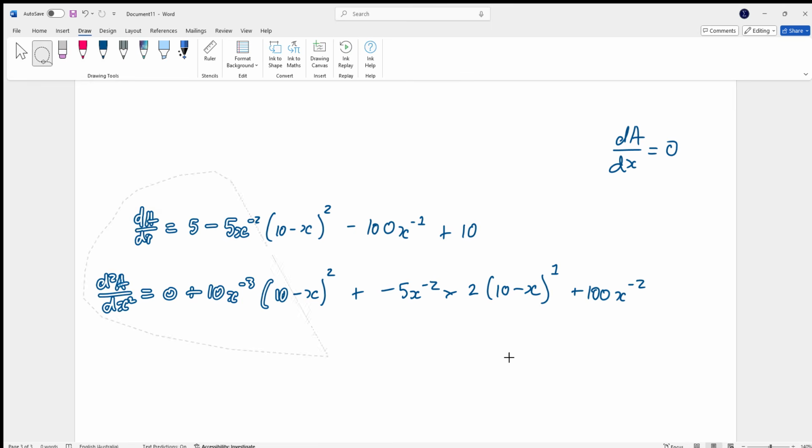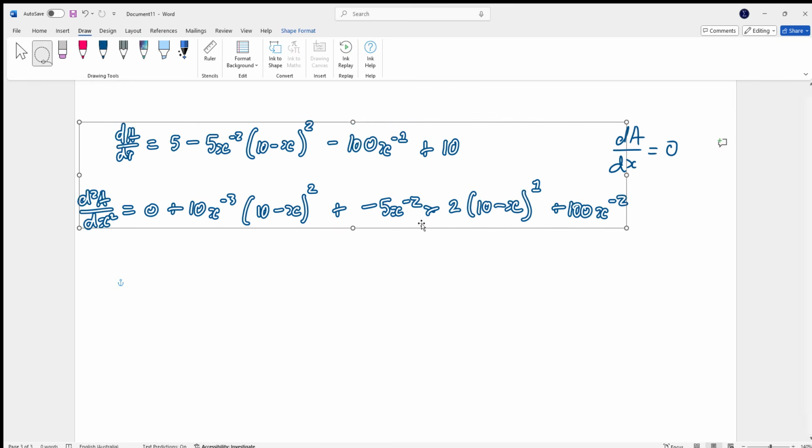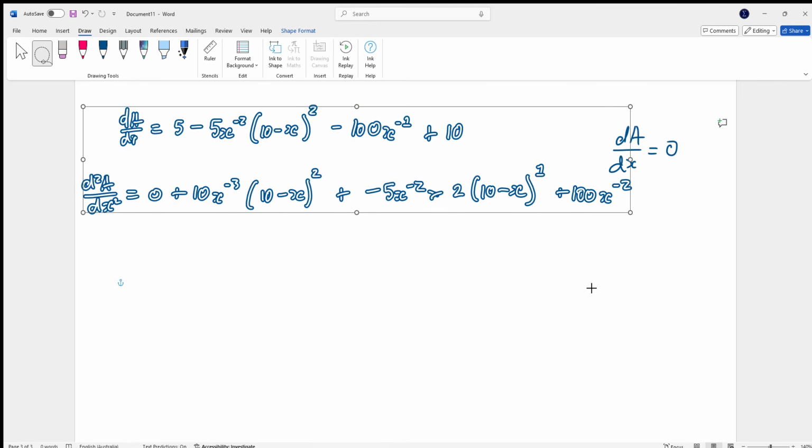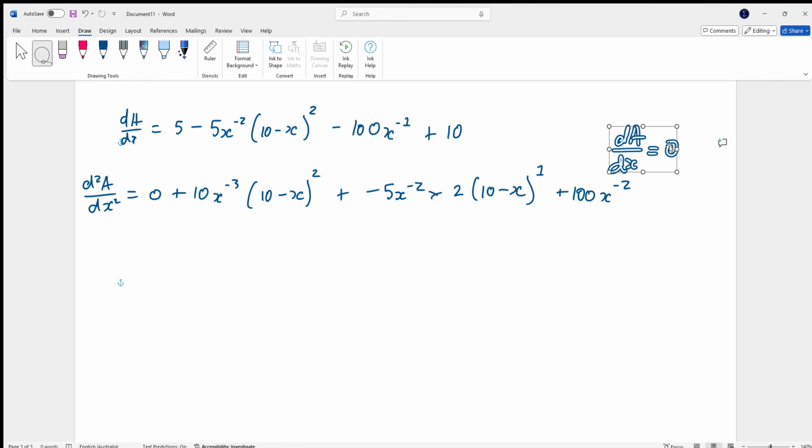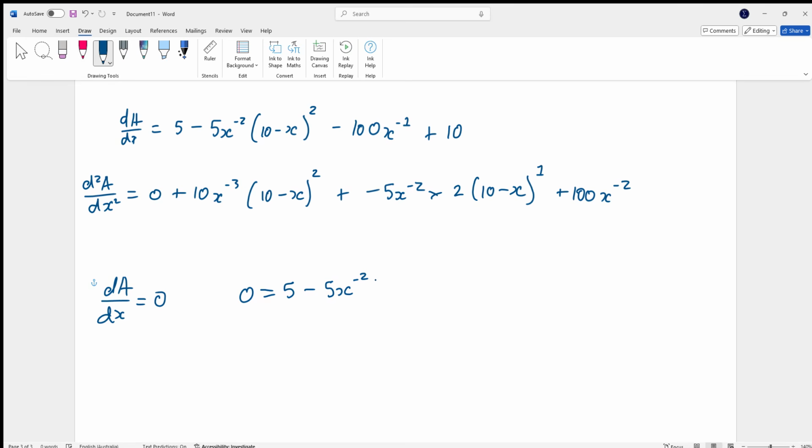Now the annoying thing is this entire question is calculator free as well. So I understand why it's worth 7 marks. Okay. So you have 0 equals 5 minus 5 times (10 minus x) squared over x squared, and I'm going to rewrite that last term as negative 100 over x plus 10. So here, I've got to solve for x.